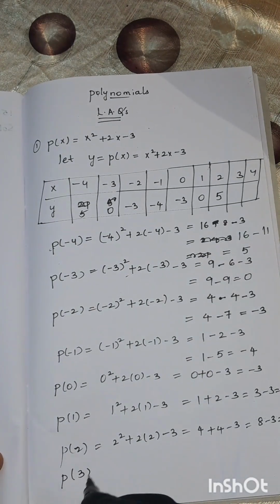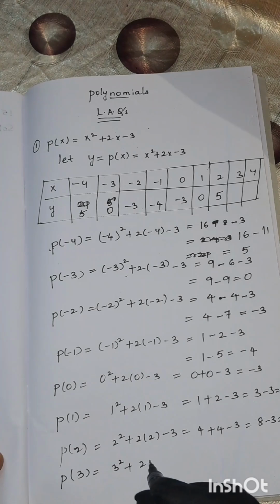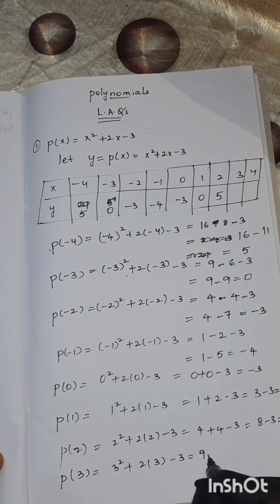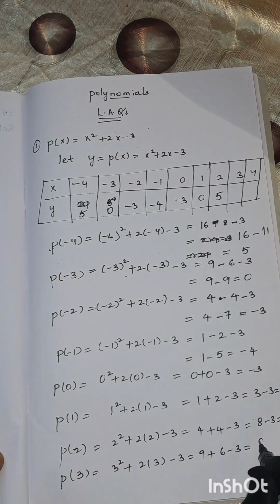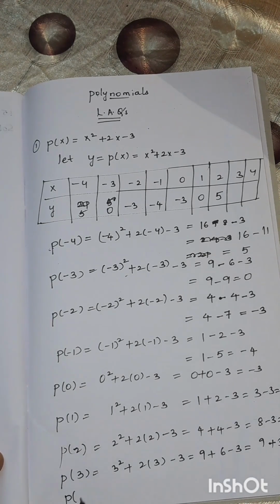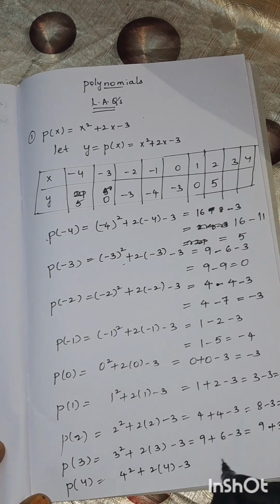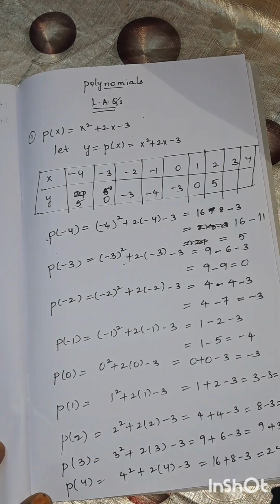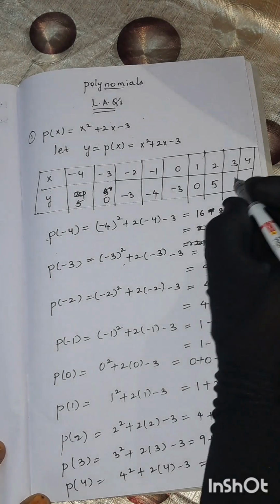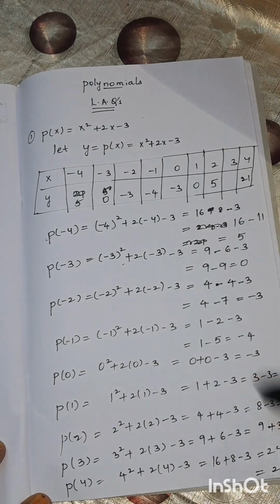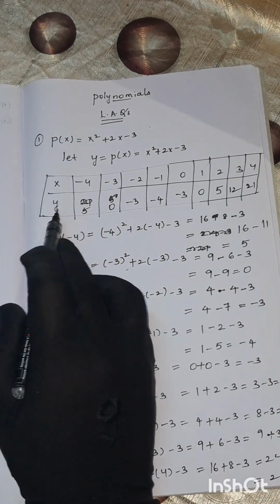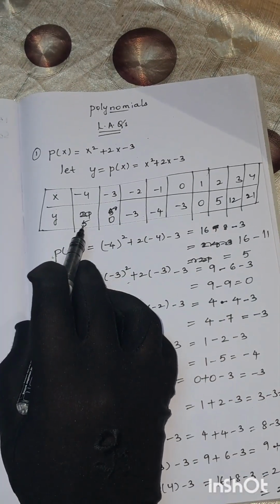Next, p of 3. P of 3 means 3 square plus 2 into 3 minus 3. 3 3s are 9. 2 3s are 6 minus 3. So 9 plus 6 minus 3 is plus 3. 9 plus 3 is how much? 12. P of 4 means 4 square plus 2 into 4 minus 3. 4 4s are 16. 2 4s are 8 minus 3. 16 plus 8 how much? 24. 24 minus 3 is what? 21. This is 21 and here is 12. So we got the value of all y. So we are having the value of x and we are having the value of y.